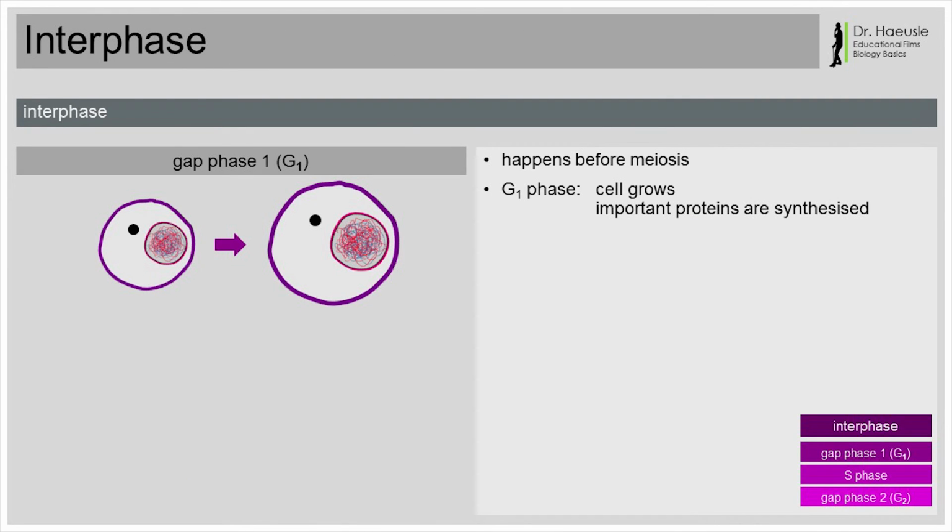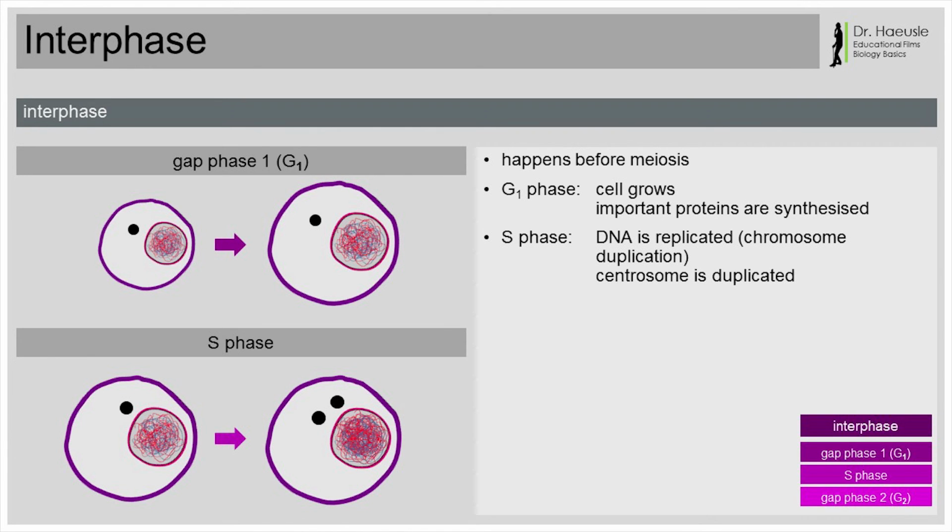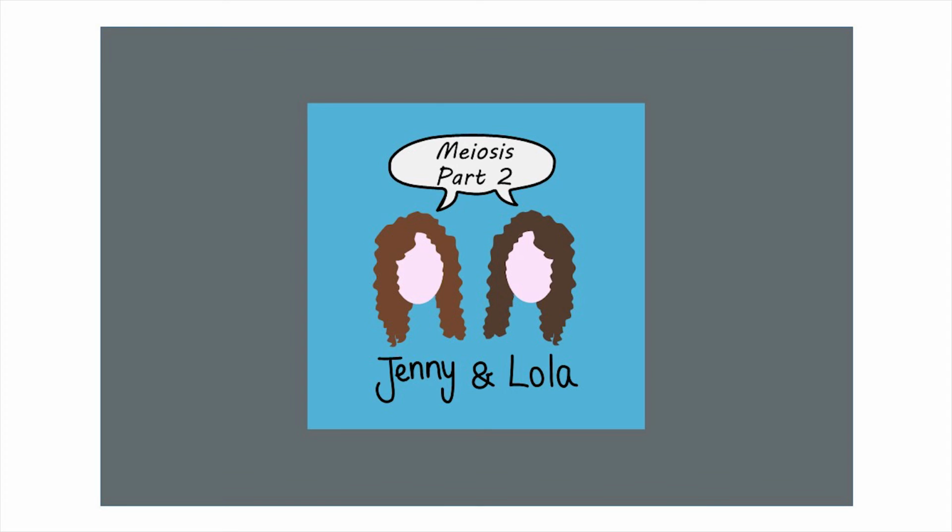To prepare for meiosis, the cell grows during G1 phase of interphase and synthesizes proteins. During S phase, the DNA is replicated. This is called chromosome duplication. During G2 phase, the replicated DNA is checked for damage and more important proteins are synthesized. Now meiosis can begin. Yes, but we will postpone that to our second video about meiosis.